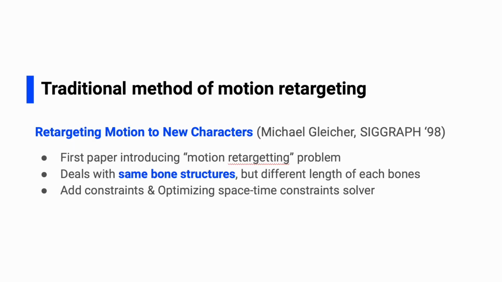Let's go down to motion retargeting. I'll introduce the traditional method of motion retargeting. This paper is actually the first paper that introduced the motion retargeting problem, by Michael Gleicher in SIGGRAPH 1998. It deals with the same bone structures but with different lengths of bones and limbs. The author adds constraints and optimizes with a space-time constraints solver. I will explain more about constraints.